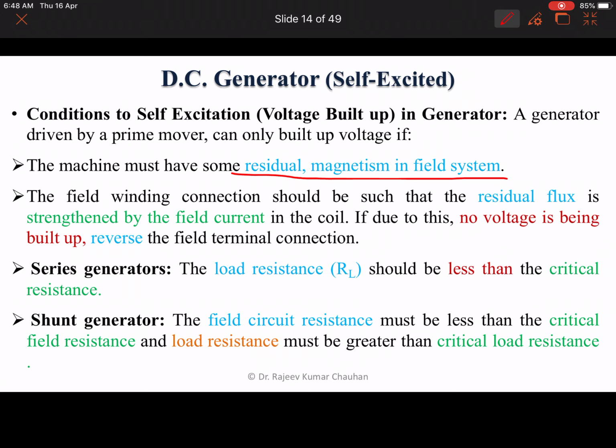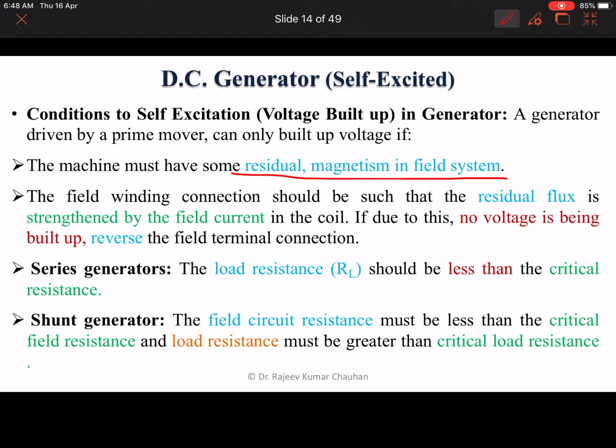It means if, with the present connections, no voltage is built up, the field current in the coil is not strengthening the residual flux. Therefore, if we change the terminals of the field winding, the current direction will be reversed, or the flux will be reversed. That will help the residual flux.